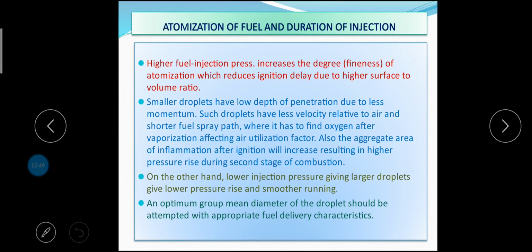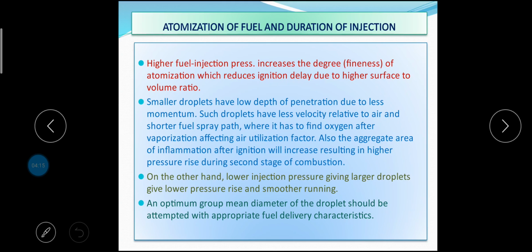Higher fuel injection pressure increases the degree of atomization, which reduces ignition delay due to the higher surface to volume ratio. Smaller droplets have low depth of penetration due to less momentum. Such droplets may have less velocity relative to air and a shorter fuel spray path, where it has to find oxygen after vaporization, affecting the air utilization factor.